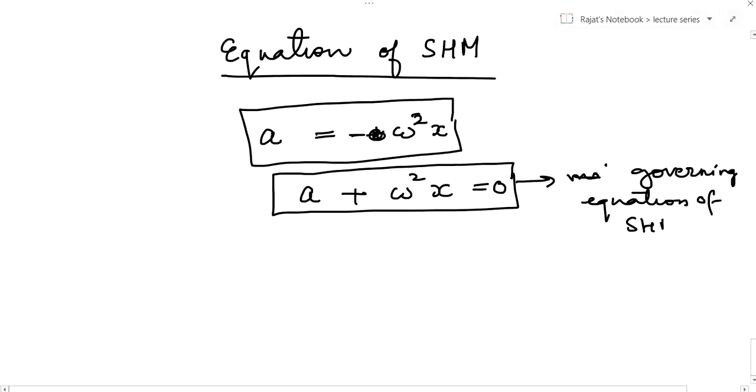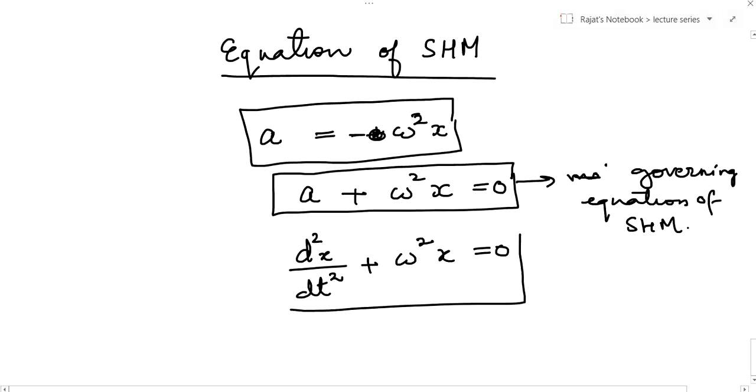of SHM. If we try to write it in differential form, it can be written very easily. Acceleration is nothing but second derivative of x, so d2x upon dt square plus omega square x is equal to 0. So if you are able to form a differential equation in x which is of the form as shown, then you say that the motion is simple harmonic motion.